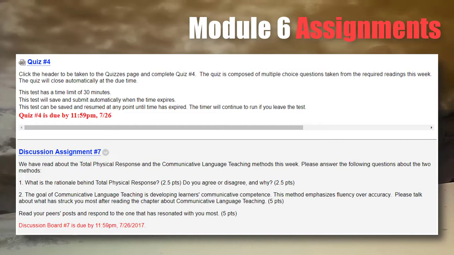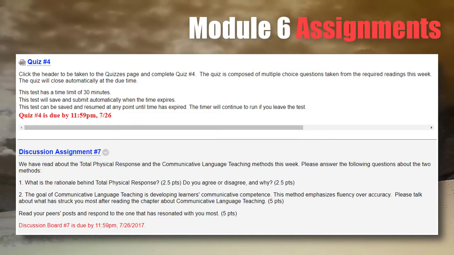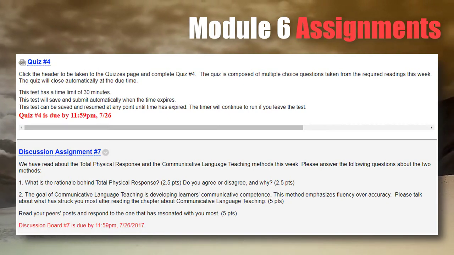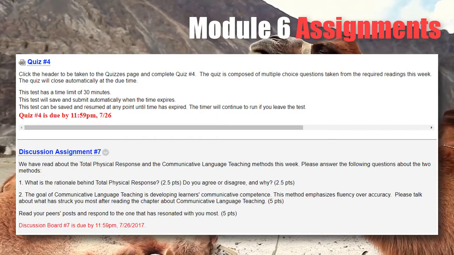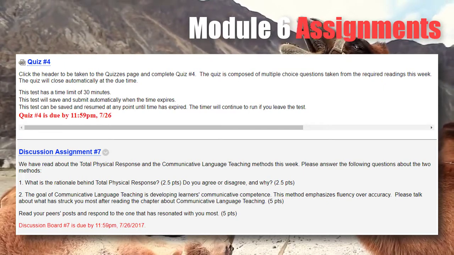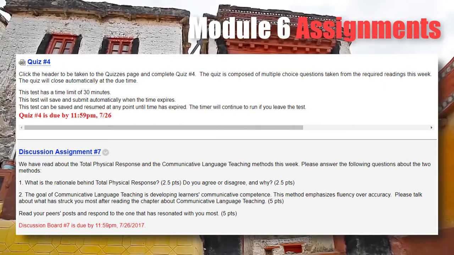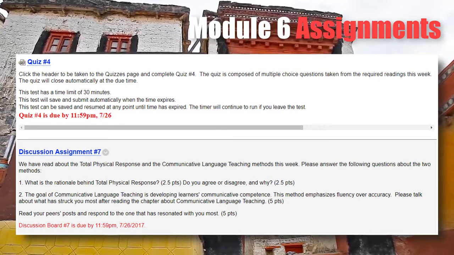Number 2, the goal of communicative language teaching is developing learners' communicative competence. This method emphasizes fluency over accuracy. Please talk about what has struck you the most after reading the chapter. Finally, read your peers' posts and respond to one that's resonated with you the most.